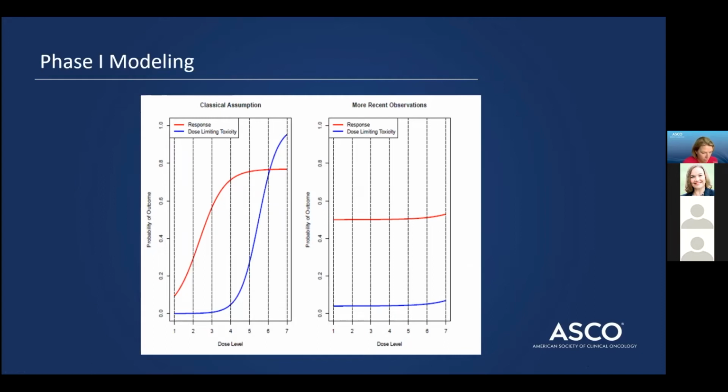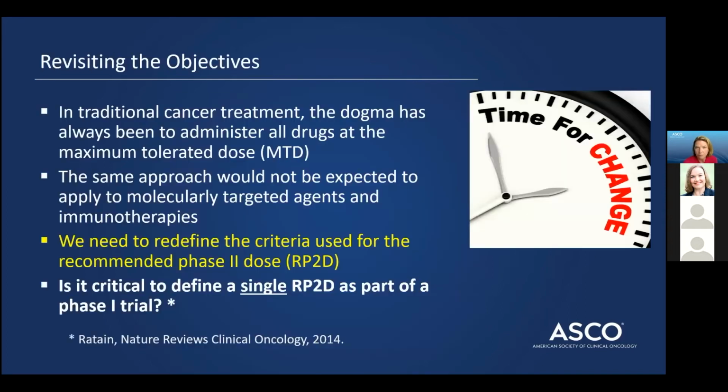Speaking of which, for the Pembro and Nivo, the original dosing was in mg per kg, and they've now been converted to flat doses. So regardless of weight, patients receive a fixed dose, just like with an Advil, you get a fixed dose of Advil regardless of your size.